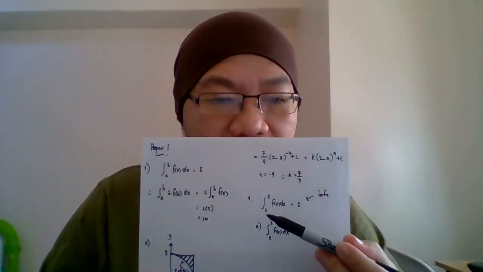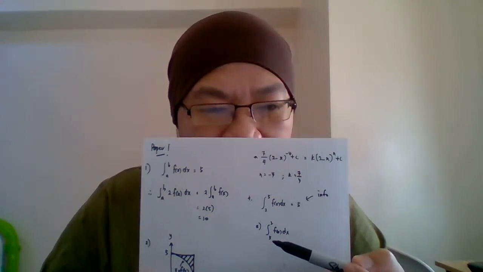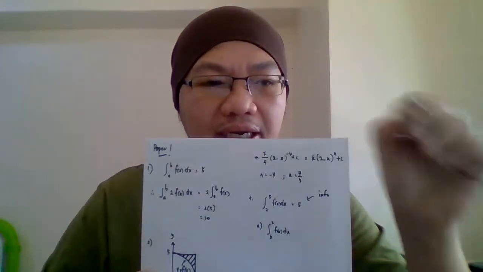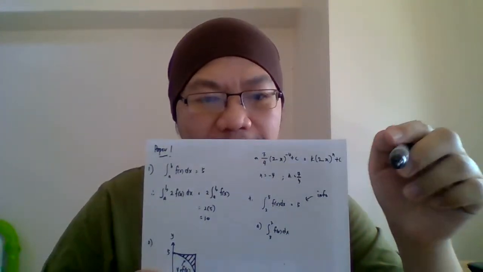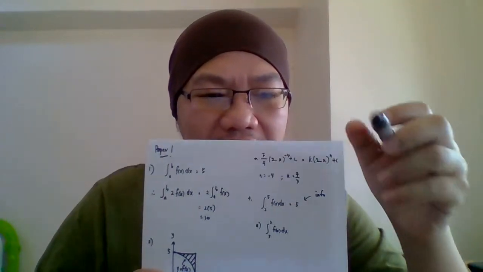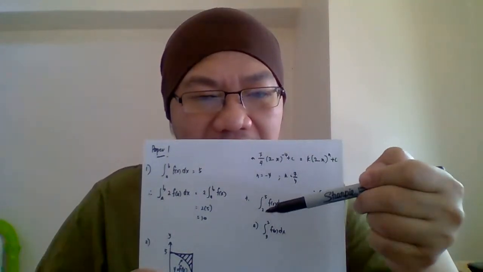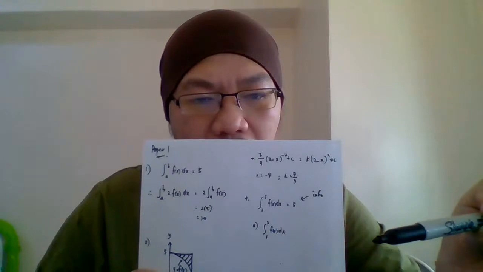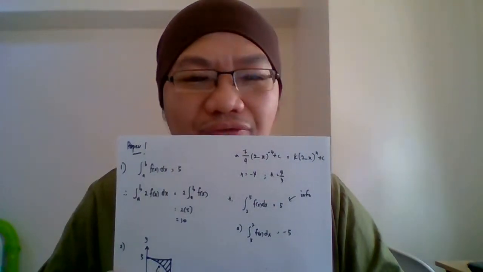So that means the 5 is at the bottom, 2 on the top here. That's the difference. The info gives us 2 to 5. Now the question is asking us 5 to 2. So recall the law of integration, the identity of integration. Based on the law of integration, if the limit is shifted like this, the answer will be negative. So the answer for 4a equals negative 5. Very straightforward. 1 mark. Okay? So, B.